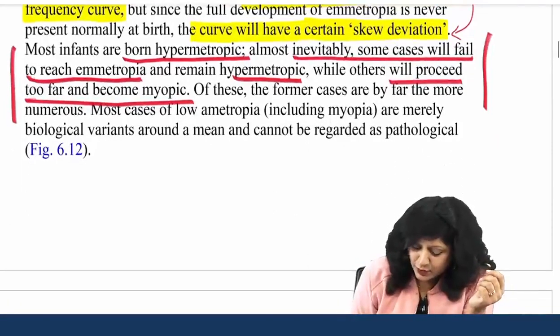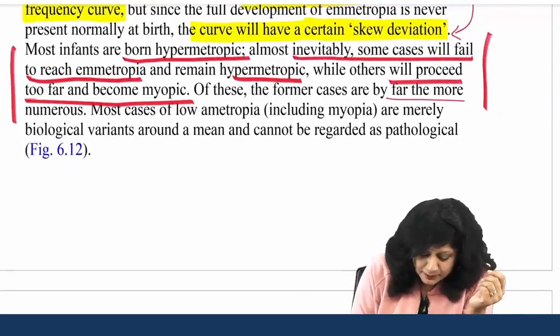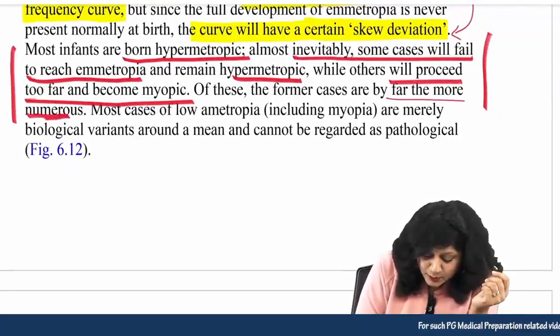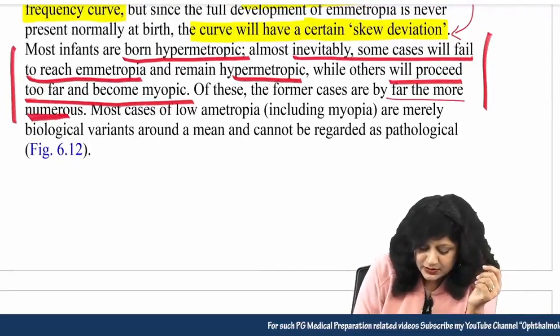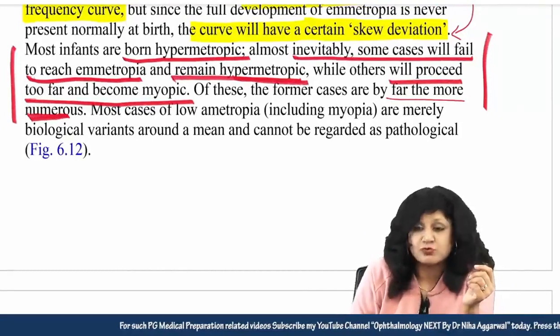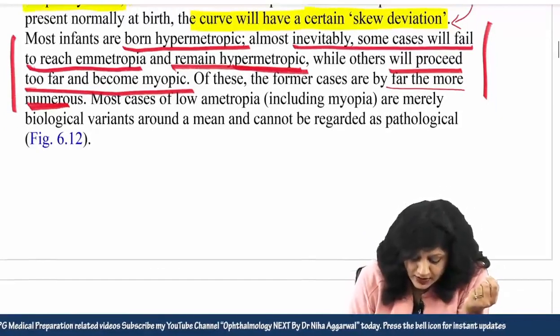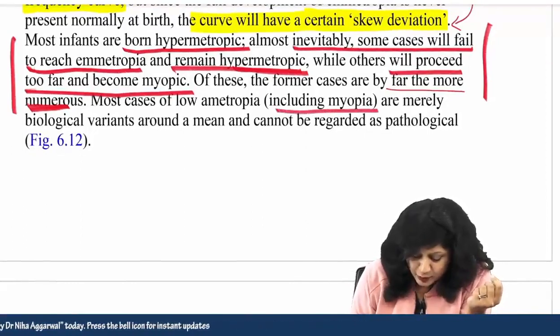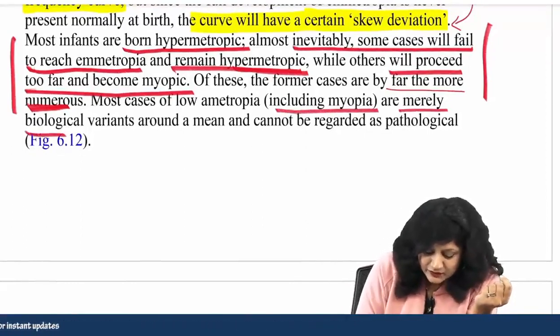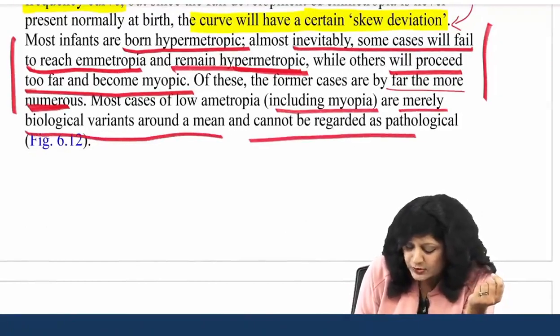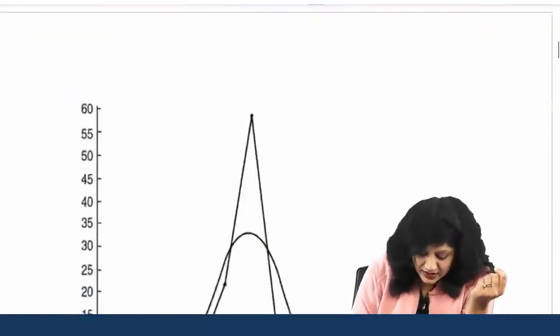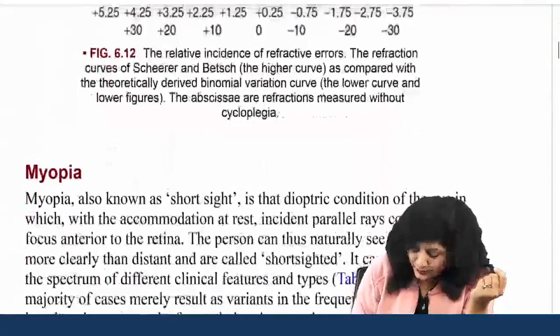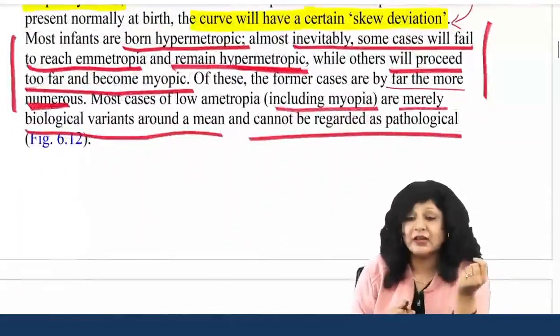Okay, of these, the former cases are by far the more numerous. So which are the more numerous ones? That they are remaining hypermetropic, that is more numerous. Okay, most cases of low emmetropia, including myopia, are merely the biological variance around a mean and cannot be regarded as pathological.